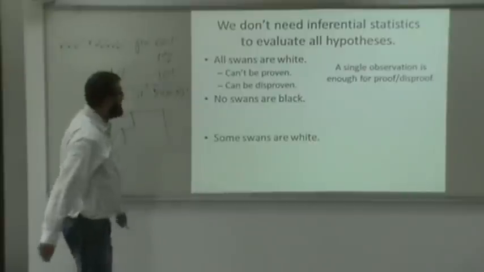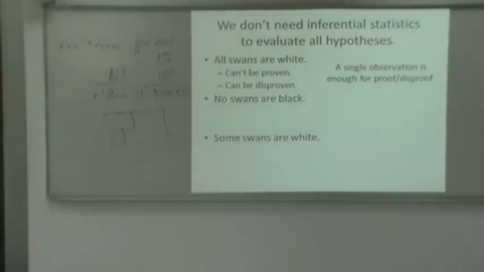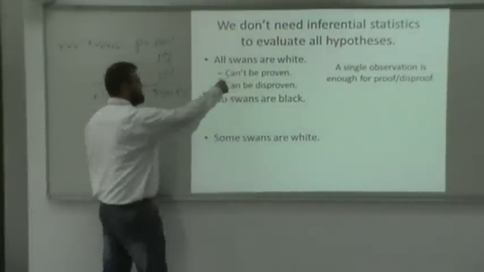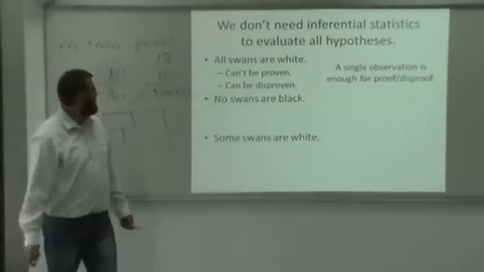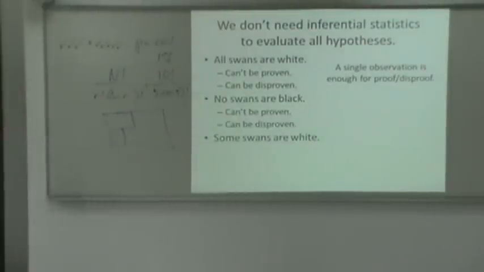How about this? No swans are black. Can we prove that? Can you prove that no swans are black? No. Again, you can't prove this because you'd have to look everywhere, right? Can you disprove this? Yeah, you can. I mean, this is basically the same thing. All swans are white, no swans are black, right? So again, we can't prove it, but we can disprove it.